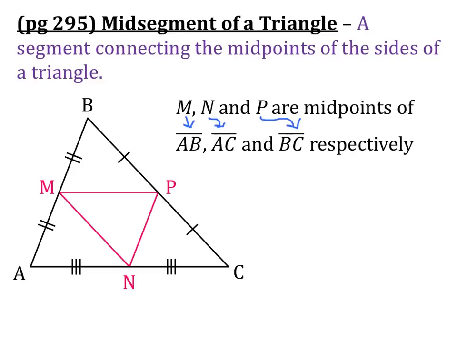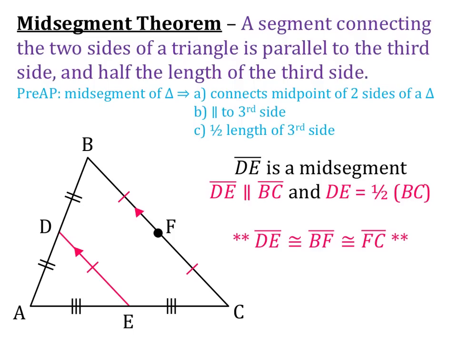And so here I've shown in the picture the connections of the three midpoints, and so we have a midsegment triangle inside of our larger triangle. The midsegment theorem states that a segment connecting two sides of a triangle is parallel to the third side and half the length of the third side.